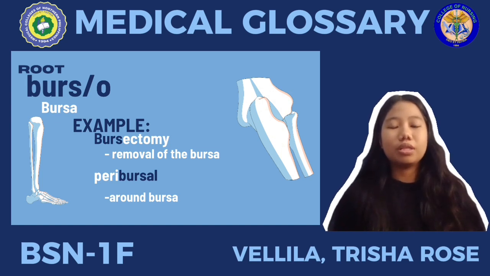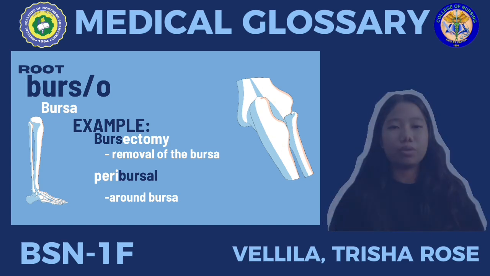Another example is peribursal. Peribursal is extending around a bursa, wherein peri is the prefix while the root word is bursal, which means around the bursa.